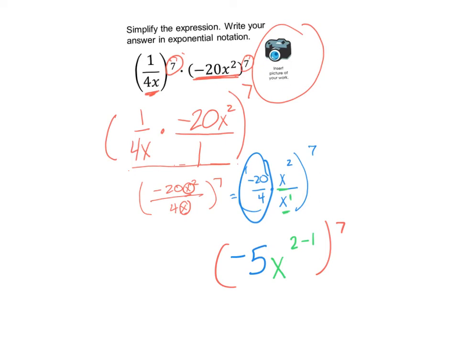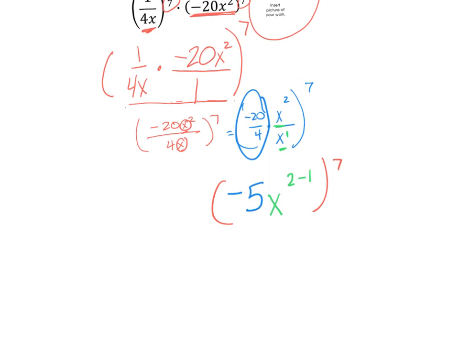Okay, so I'm going to simplify a little bit more. So parentheses, negative 5x, 2 minus 1 is 1. I don't need to put the 1, so I'm just going to put that to the 7th power. And that is my answer. This is an odd exponent, so I do have to keep that negative sign. I'm just checking to make sure I got the right answer.